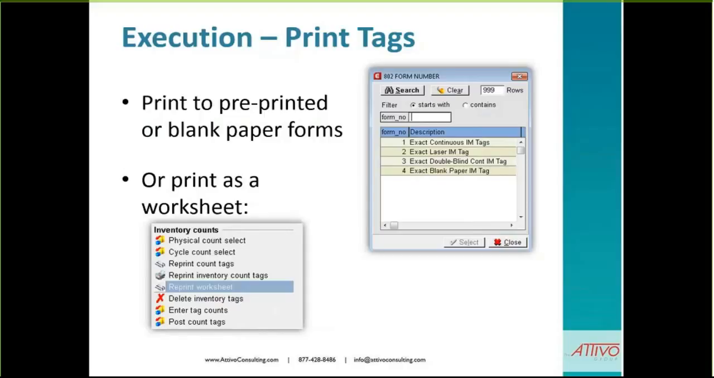Execution: print the tags. Print to pre-printed or blank paper forms. If you've ever printed to blank paper forms, you've probably seen where that's not exactly what I would want to do. It's a lot easier when we're doing a cycle count because the cycle count prints out a worksheet, and the worksheet actually allows you to see all the information pertinent for that item, and allows you to go out and make those counts based upon the selections we just saw. So when it comes time to print out count tags, you can do pre-printed or blank paper forms. And again, this is probably the best way to do that.